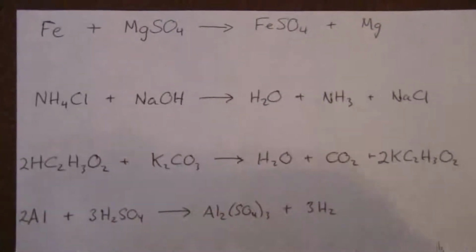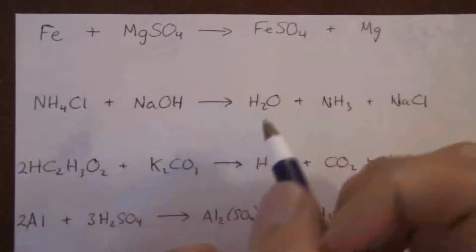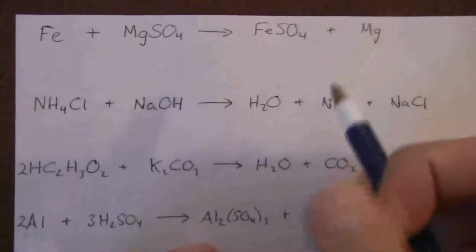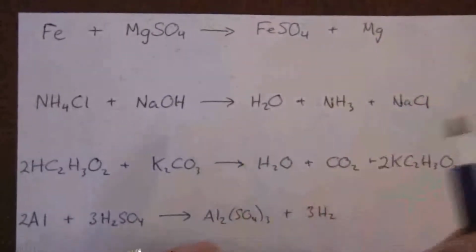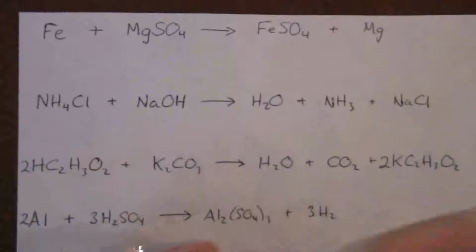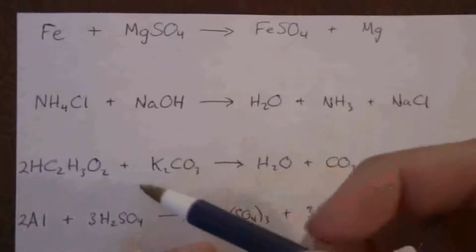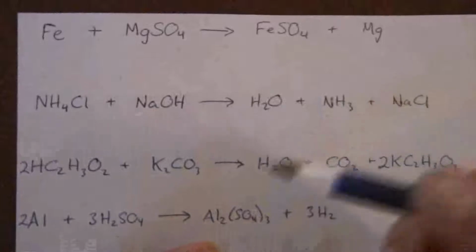Here I have several different equations, and we're going to look at these and identify if they are redox reactions. Redox is a concatenation of reduction, oxidation, because reduction and oxidation always go together in pairs. Whenever you have oxidation, you also will have reduction.